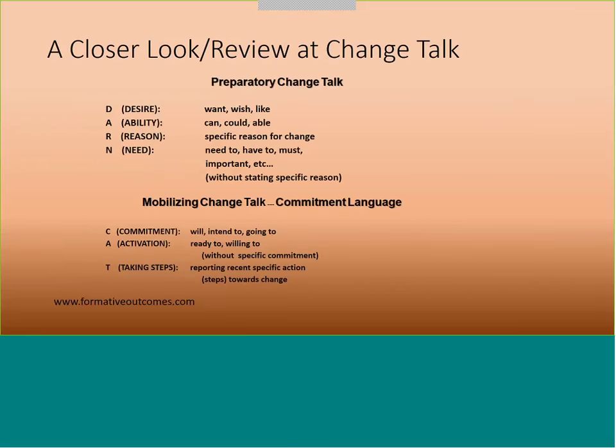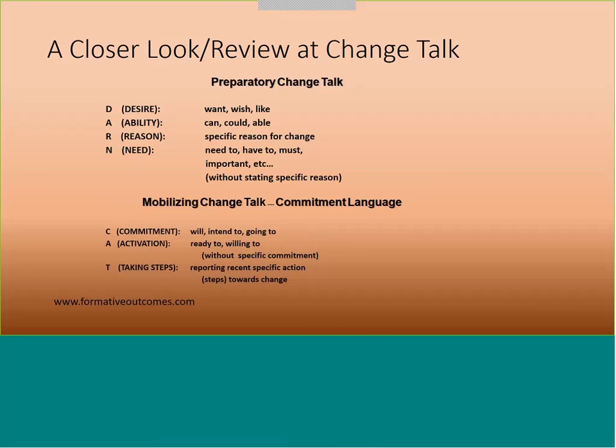And again, this stuff isn't new to a lot of you who are here, but it's important to review. So there are two types of change talk: preparatory change talk and mobilizing change talk. For most people, there needs to be an expression of preparatory change talk before they start to express mobilizing change talk. When people are working with us, especially early on, we hear a lot of what we call sustain talk, the opposite of change talk. It's language that favors the status quo.